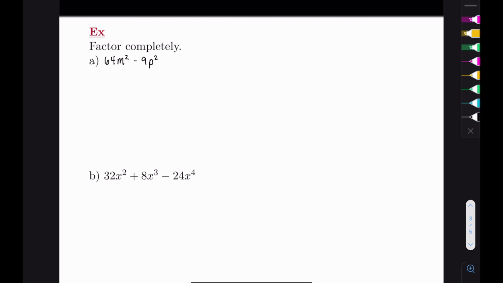If I look at this first example, I only have two terms, and the 64 and the 9 are perfect squares. So I want to set this up and try my guess and check method. My first two things have to multiply to 64m squared, so I'm going to try 8m and 8m. Then my last two terms need to multiply to negative 9p squared, so let's try a negative 3p and a positive 3p.